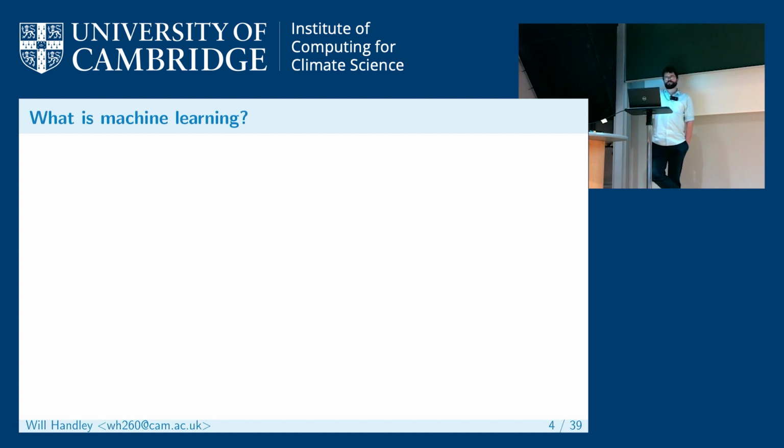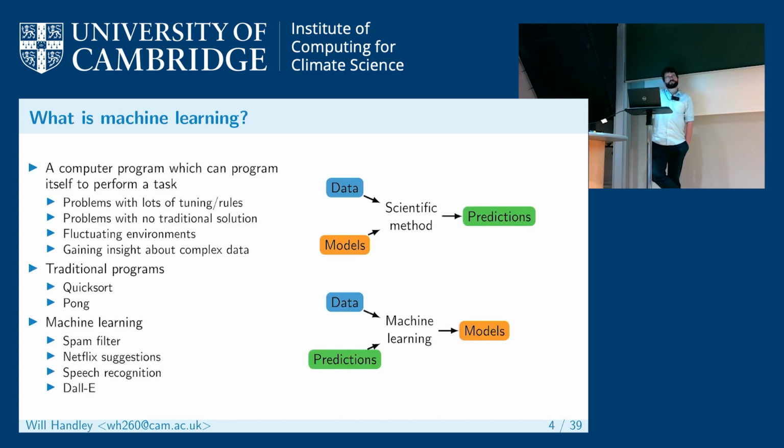So I would always say this is the kind of graph that will tend to show up at this point, where you have the usual scientific method / computer programming, which takes in models and data and produces predictions from those. Whereas machine learning is something that takes in data and predictions, or inputs and outputs, and produces models. Another way of thinking about it is a computer program which can program itself to perform a task, i.e. it learns because it has some level of deep flexibility that is not human controlled.